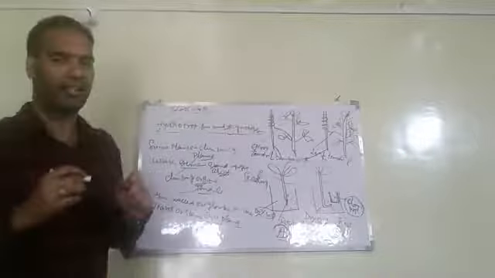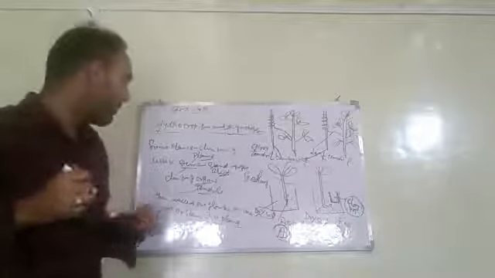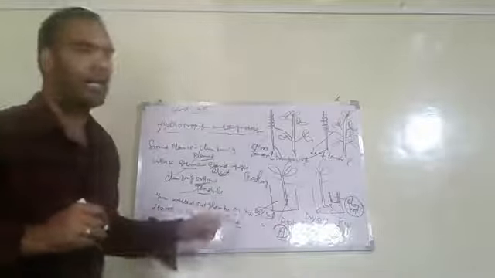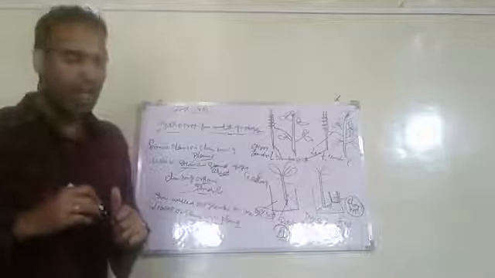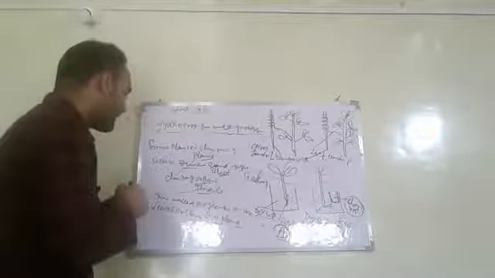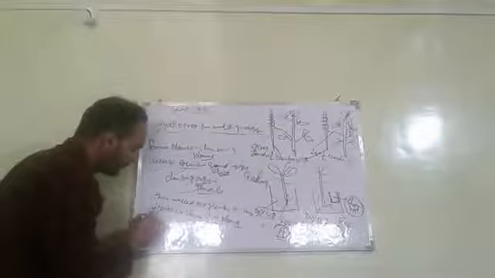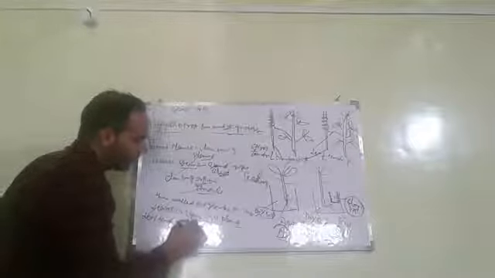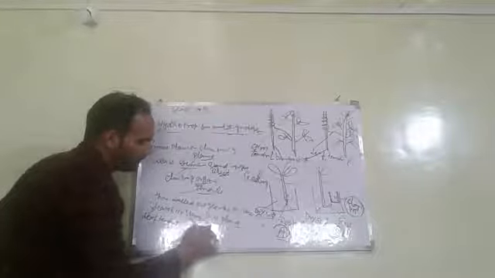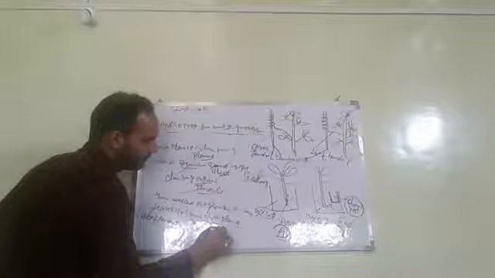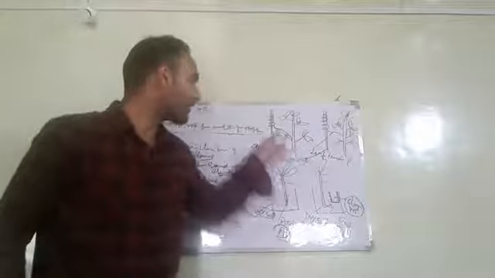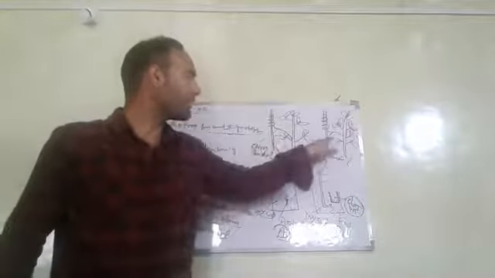These are simply thin-walled outgrowths on the leaves or stems of a plant. If these tendrils are present on leaves, then it is called a leaf tendril. If it is present on stem, then it is called a stem tendril. This is a diagram. I have shown that this is stem tendril here, and this is leaf tendril.